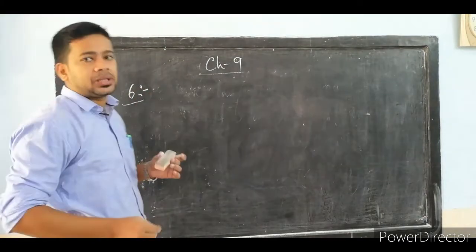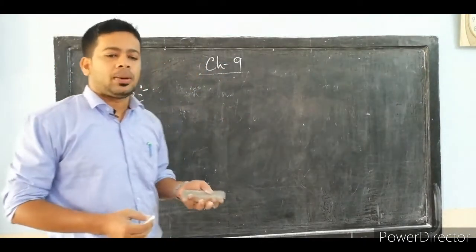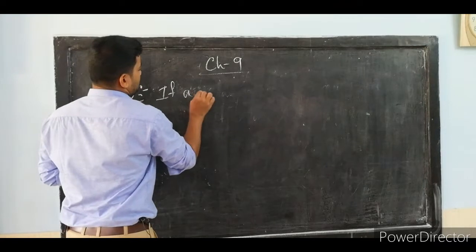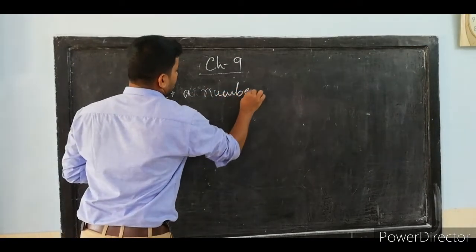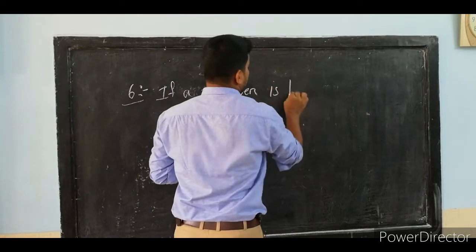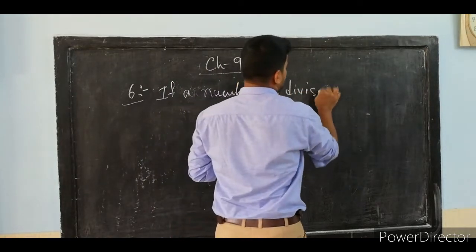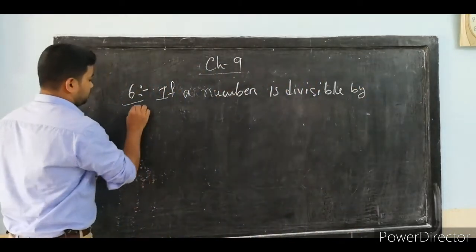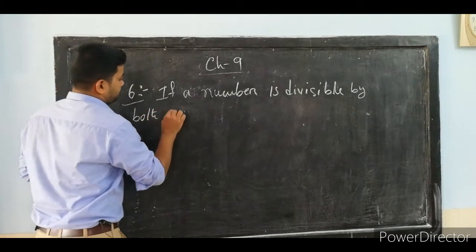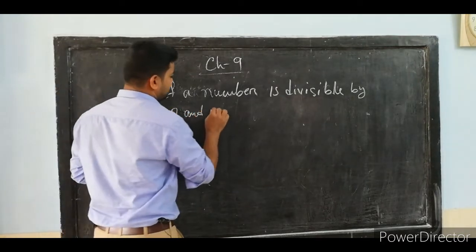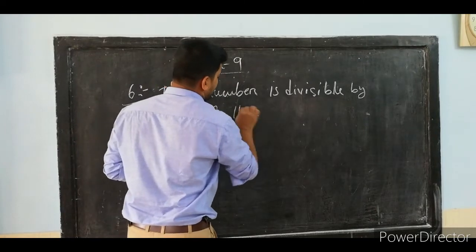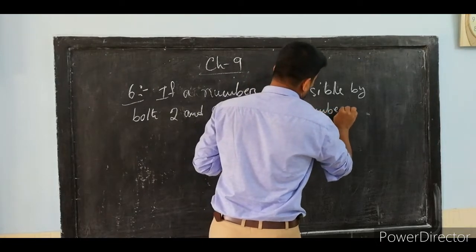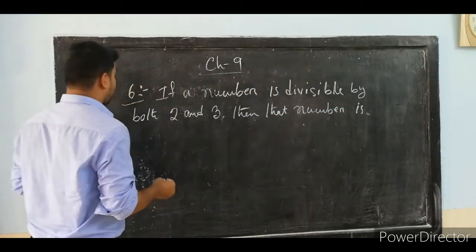So for 6 there is no particular rule. 6 depends on two other numbers. We can say if a number is divisible by both 2 and 3, then that number is divisible by 6.